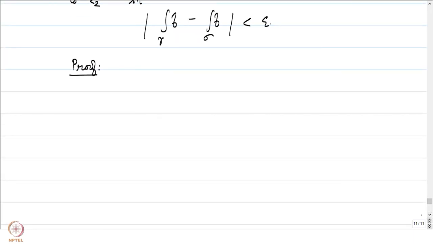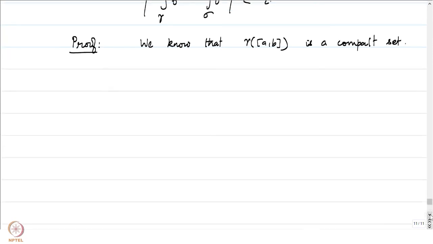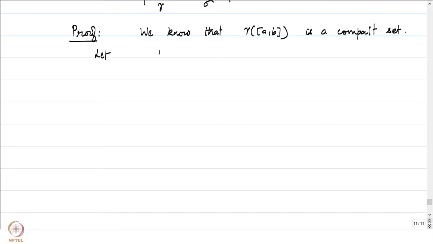The first observation in this proof would be to get hold of a neighborhood of the image of the curve which is sitting inside omega, whose closure is also a subset of omega. To do that, we observe that gamma of the interval AB, which is the image, is a compact set. This is because continuous images of compact sets are compact. This is in the complex plane, and therefore let me use the notation D for the disk.